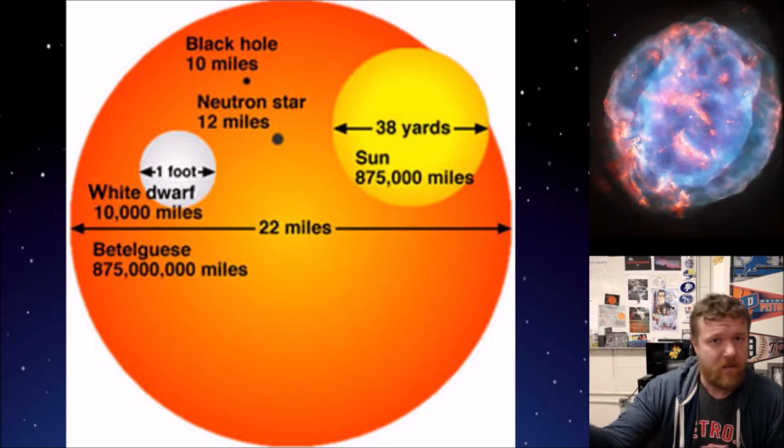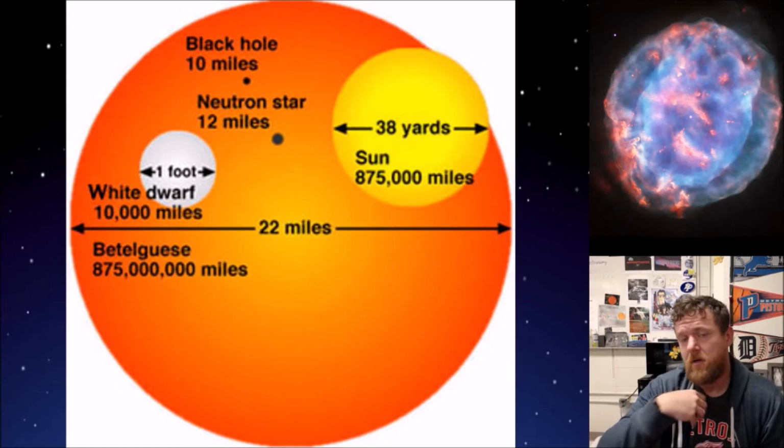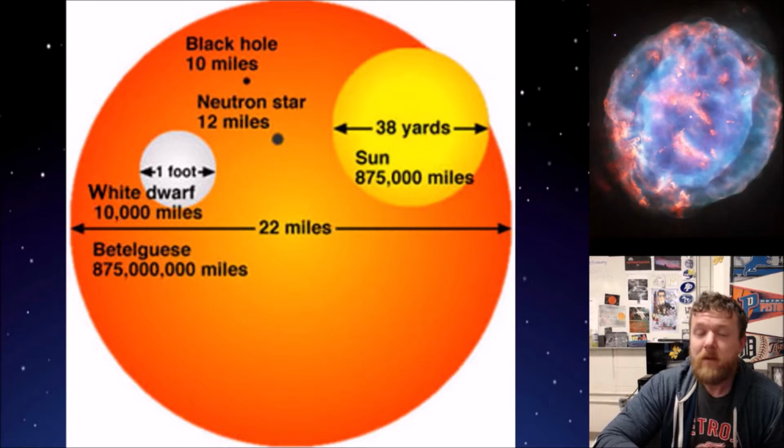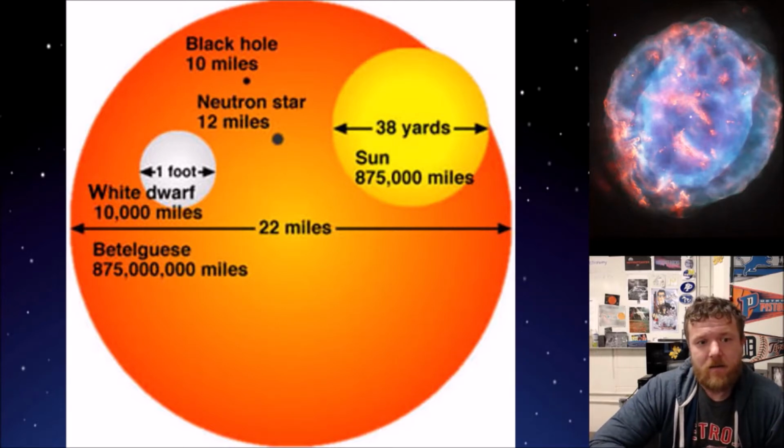Betelgeuse, that red giant that's over in Orion in his shoulder, going to go supernova at any point, just to scale would be 22 miles if the sun was 38 yards. Betelgeuse is huge. So these objects that are going to happen when a star dies are pretty small compared to stars. White dwarfs would be a foot across, and then neutron stars and black holes are just a little dot if the sun was 38 yards.